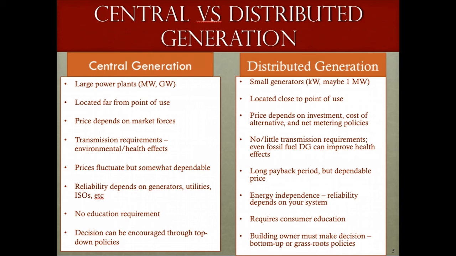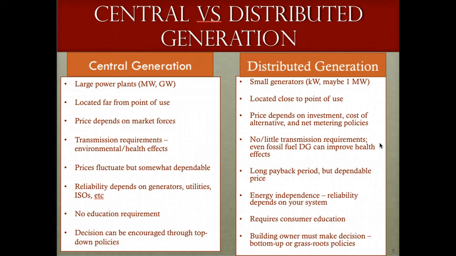There is an alternative to this paradigm, and that is distributed generation, which includes small generators of the kilowatt size or maybe as large as 1 megawatt. These generators are located close to the point of use and don't usually require transmission wires, eliminating health and environmental effects associated with that part of the system. An example would be a small wind turbine providing electricity to a farm, photovoltaic solar panels providing electricity to a house, or even a 1 megawatt diesel generator providing electricity to an island community.